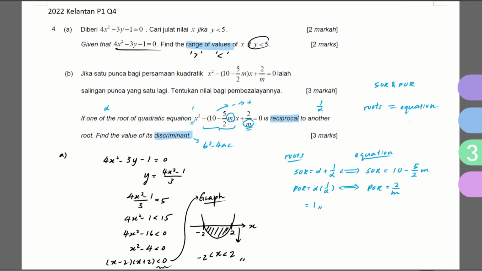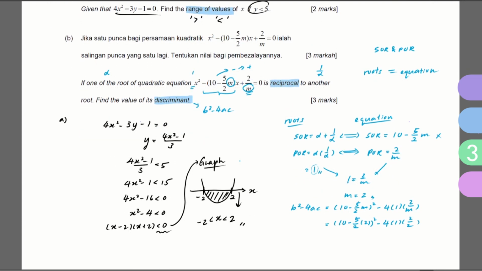But if you realize, the POR in roots is actually a value. So actually we don't need to equate SOR anymore. We can just equate this and find the value of m, which is 2. So now let's just state the b squared minus 4ac in terms of m first and substitute 2 into m. And the answer you will get is 21. And with that, we have completed this question.